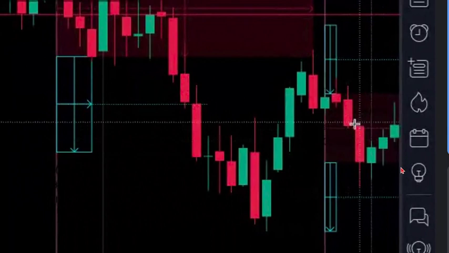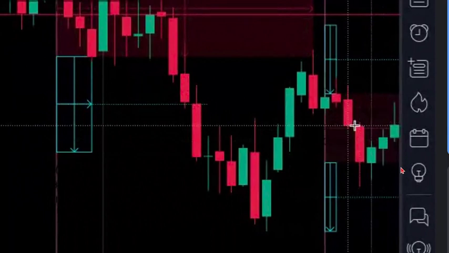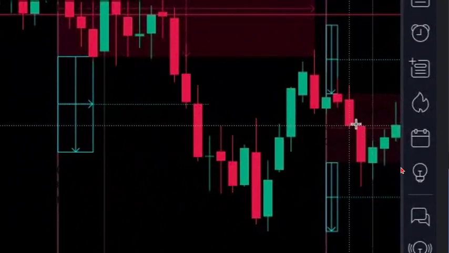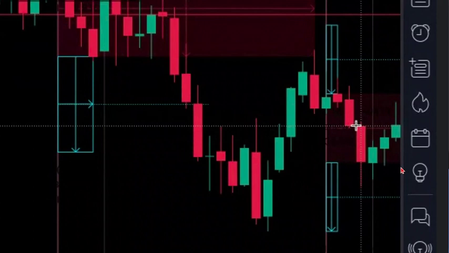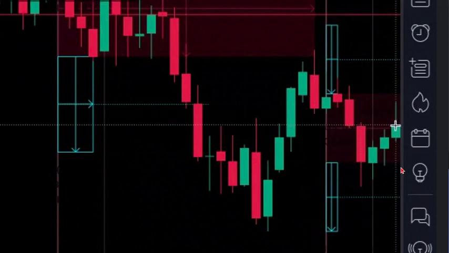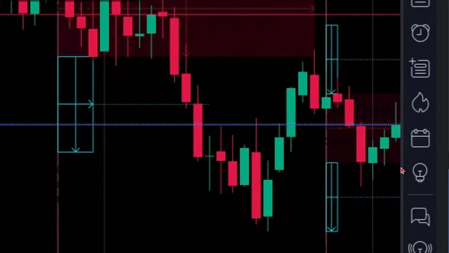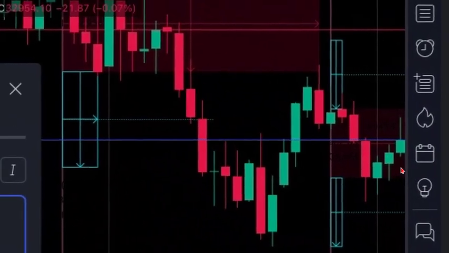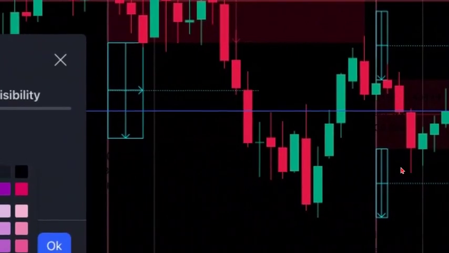Right where? Right at the open or where it closes? Yep, I'm in for a buy right at the open. Put a horizontal line right there, and you can make it green. Because that color right there, we're going to make that our stop loss.